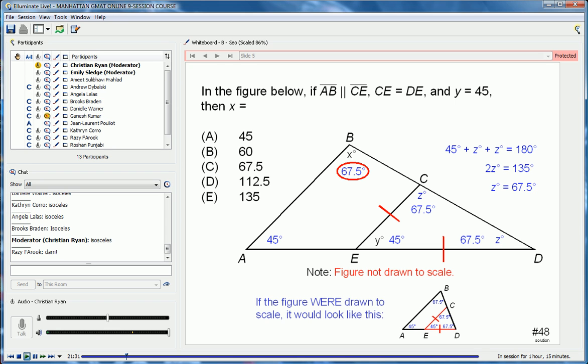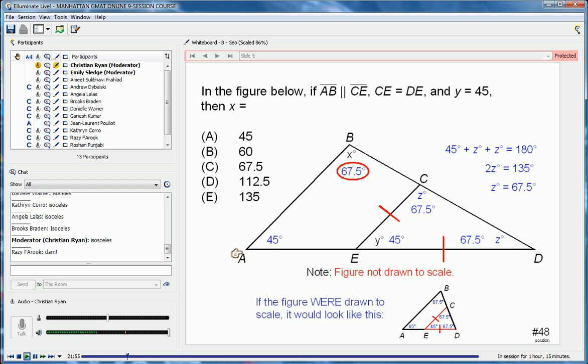So notice I want to show you on this next slide, if you did draw this to scale, this is actually what it would look like. CE here and DE or ED are the same length, and I've drawn them in red, but drawing that on the fly might be a little sketchy to do.